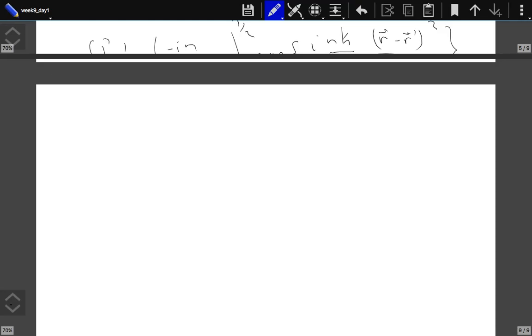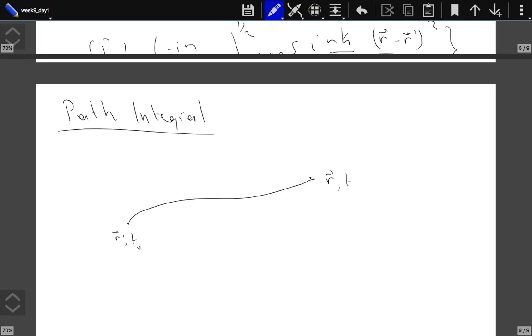Okay, so the next thing that we would like to calculate is what's called the path integral. Now what we would like to achieve is that we have our particle at the position r prime at the time t0, and we are talking about the propagator or the amplitude that at the time t it will be at the point r. Classically speaking, we would say that there is a path that the particle will take, for example, such a path.